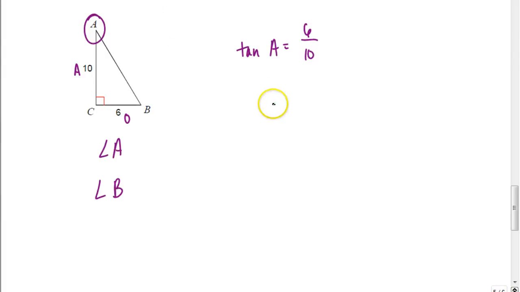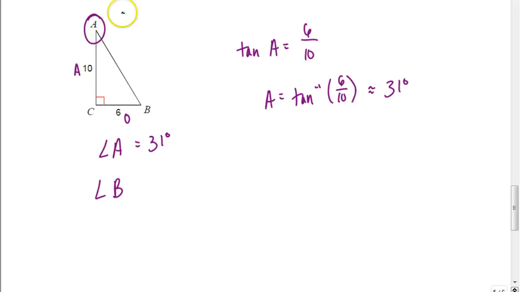So with that rule, to find the measure of angle A, I'm going to take the inverse tangent of both sides, giving me angle A is going to be the inverse tangent of 6 divided by 10. And if you do that on your calculator, you're going to get approximately 31 degrees.